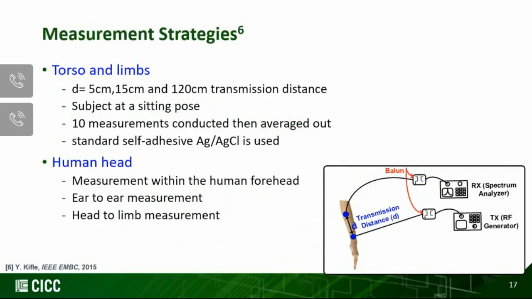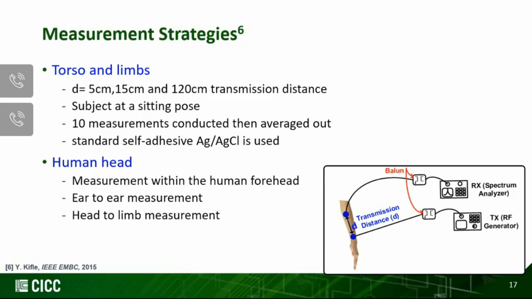This line shows the measurement strategies, whereby we started from the torso and limbs with a distance ranging from 5 centimeters, 15 centimeters, and all the way up to 120 centimeters. The subject was measured in a sitting posture. We fixed the same subject in the same location first, and then we expanded to different locations, with a different posture and a different subject. For ten measurements, they were conducted within the same posture, same subject, and same everything, and then averaged out. And we used the standard adhesive silver chloride electrode.